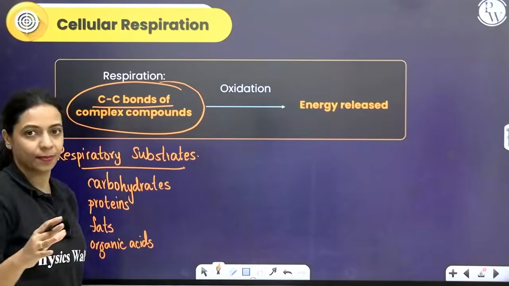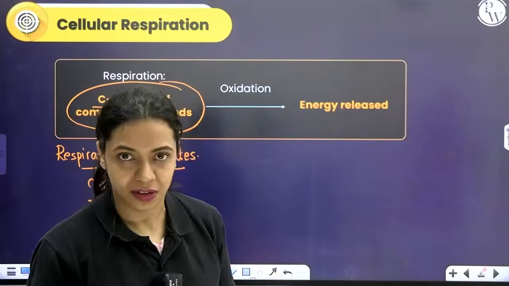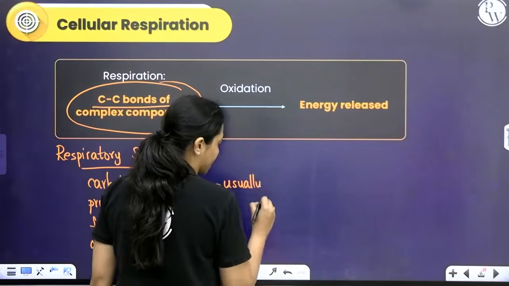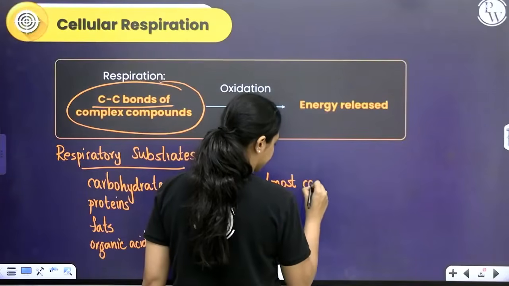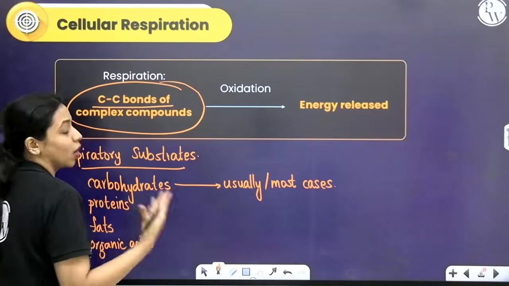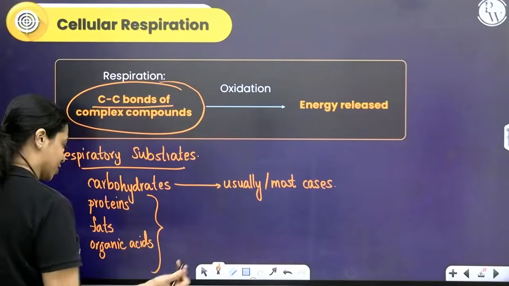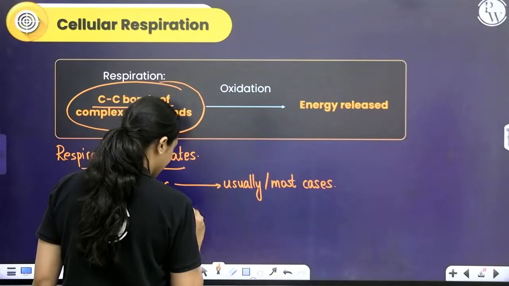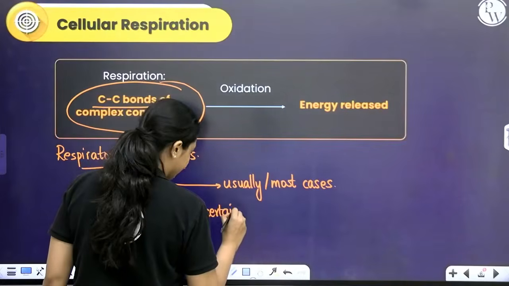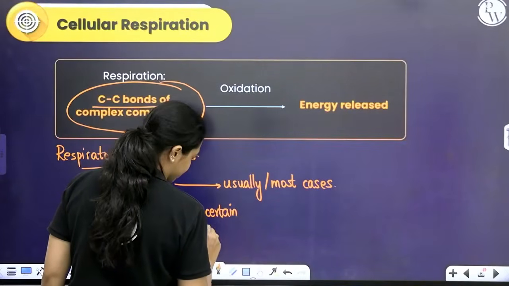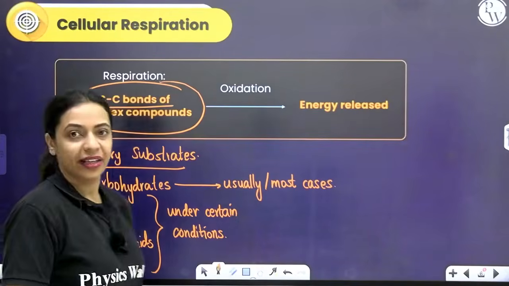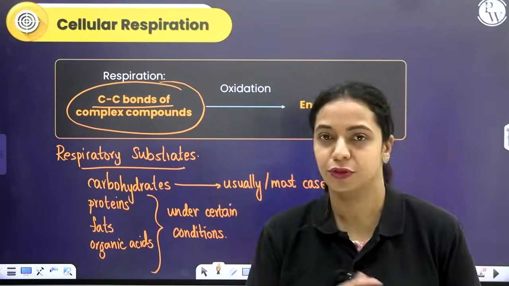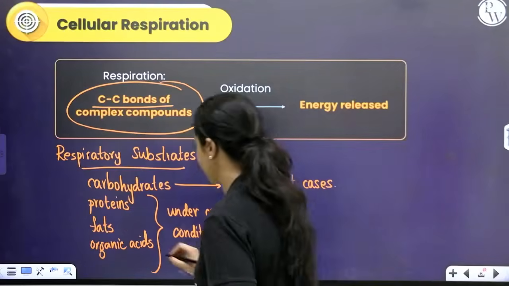In most cases, the respiratory substrate that the cells will prefer is carbohydrates. Only when there are not sufficient carbohydrates or under other special conditions are proteins, fats and organic acids preferred by the cell. This happens under certain conditions only. But mostly organisms and cells prefer to use carbohydrates or glucose as the substrate for respiration. Okay, so these are respiratory substrates.